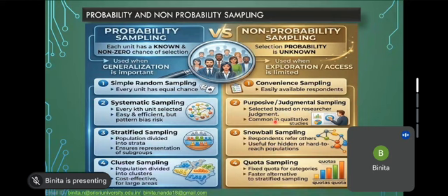Systematic sampling, you take some system, you decide that you will be collecting every nth or kth unit of the selected responses. For example, you have, let's say, 1000 respondents, and you want 100 respondents of it.